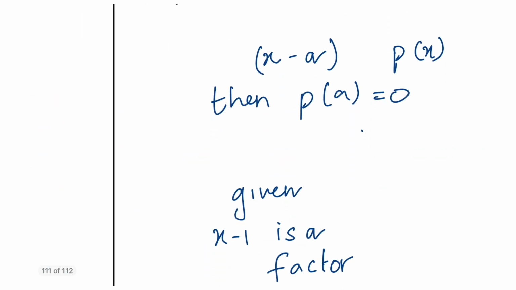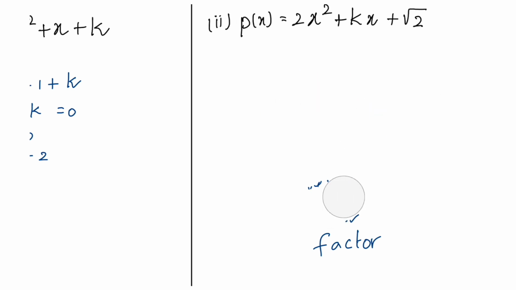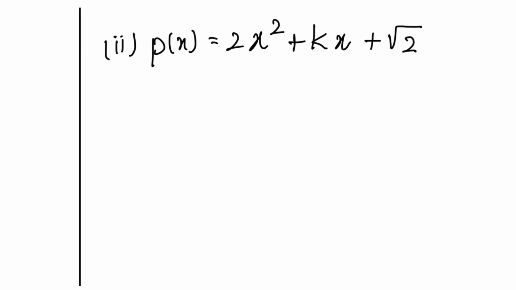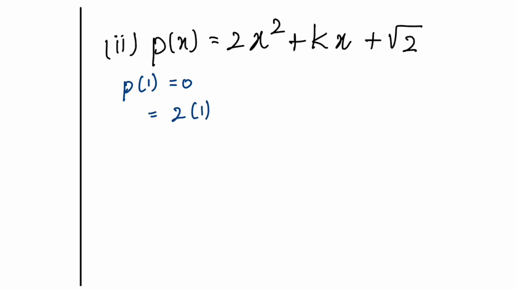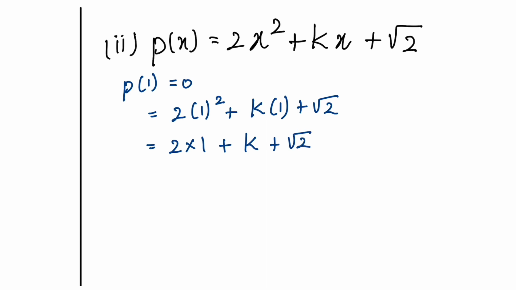Moving on to the second subdivision, I have written a lot here. Let me just erase it first. So p of x is equal to 2x squared plus kx plus root 2. Again by using the factor theorem you can tell that p of 1 should be equal to 0. So 2 into 1 squared plus k into 1 plus root 2. 2 into 1 squared is basically 2 into 1, plus k into 1 is k, plus root 2. That is equal to 2 plus root 2 plus k.